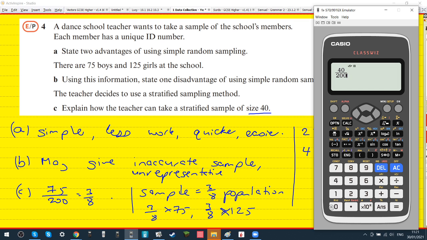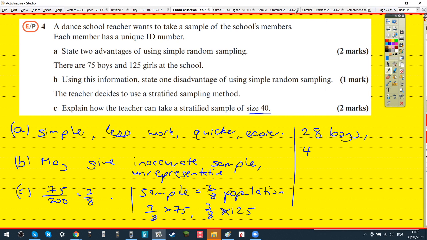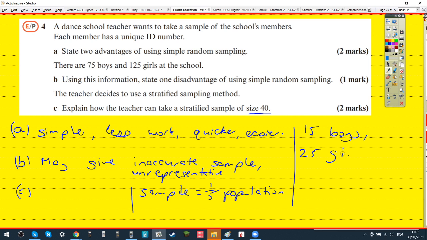Now you're making sense. So a fifth. That's where you're getting a fifth from. Yeah, it's a fifth of each. Now I'm less confused. So you get 15 for the first one, which is for boys. And for the girls you get 25. That's it. Great. So the sample size is a fifth of the population, so it's a fifth of each.